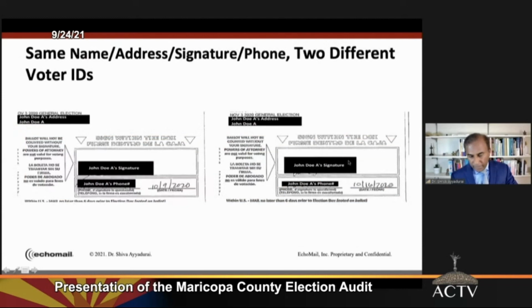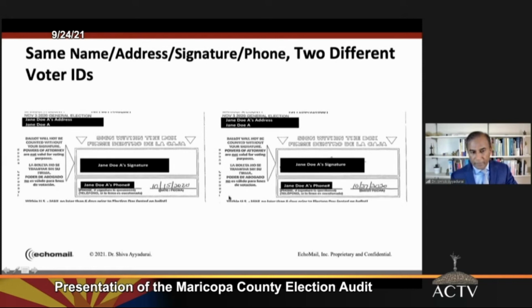So we had to redact this, but imagine if you could see this, there's a person's name here and address, which is the same as the name and address here. Very similar matching signatures, same phone numbers, but they have 2 different voter IDs. So we repeat again, 2 different voter IDs, same name, matching signatures, as if you looked at them visually, same phone numbers.